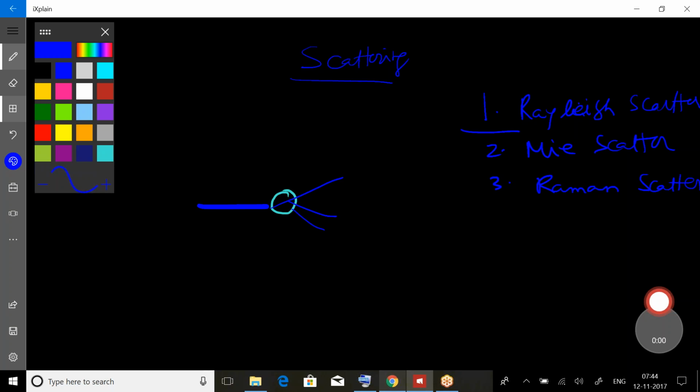So Rayleigh scatter is where the size of the particle interacting with the light is smaller than the wavelength of the light. So the particle size is smaller than the wavelength of light. This comes into the picture whenever we are trying to study small particles on flow cytometry.